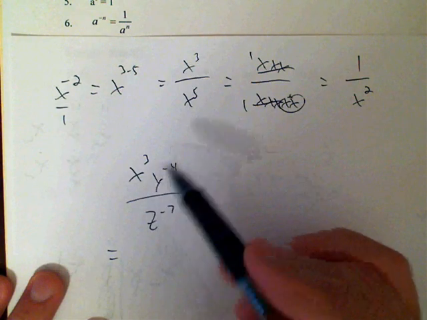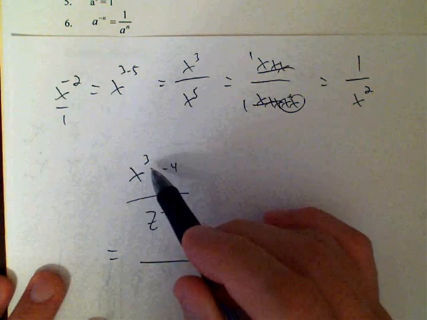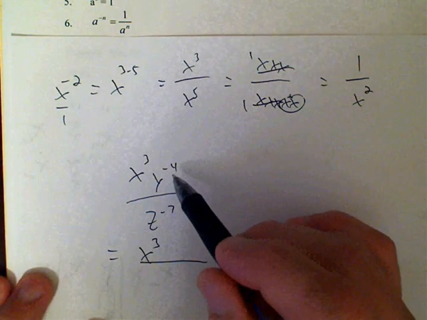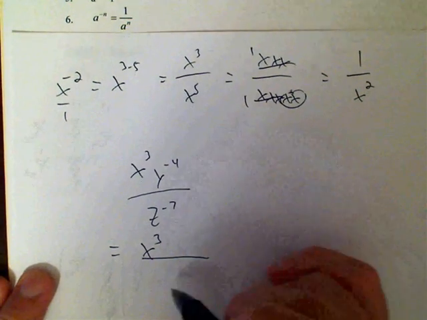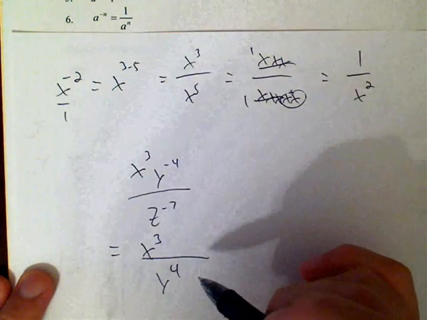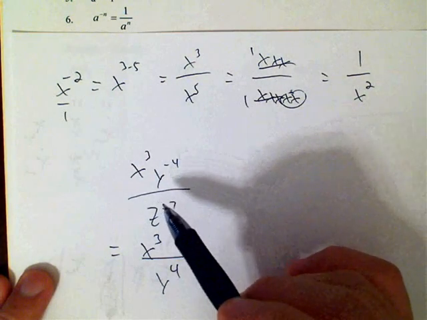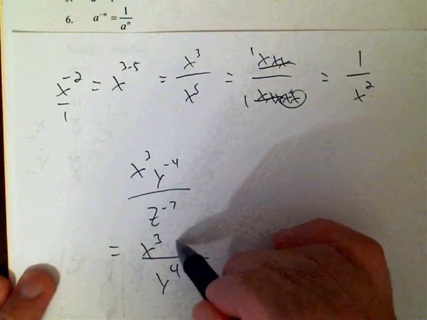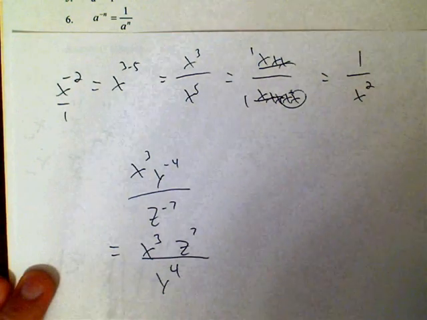So here we go. x to the third, it's already positive, keep it. y to the negative fourth, negative exponent in the top, flip it to the bottom, becomes a positive exponent in the denominator. Negative exponent in the bottom, when we flip it, it's going to go to the top as a positive 7, and you're done. That's all that problem was asking.